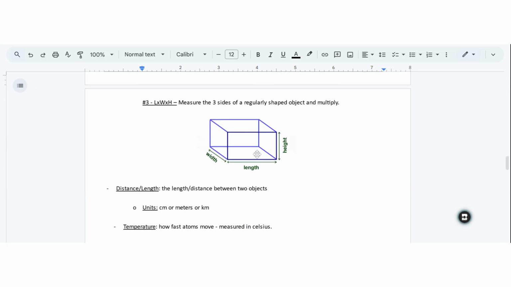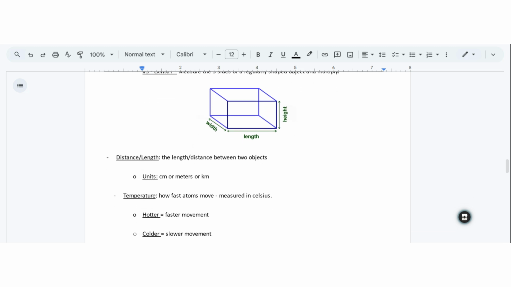Length, width, height is what we do for cubes and rectangles and the sort. There are obviously equations for other regularly shaped objects like a triangle, or I guess it would be a pyramid if it was three-dimensional, or a sphere, right? There are different equations to use, but length, width, height is the most common one and used where you've got a regularly shaped object that is easily measurable.